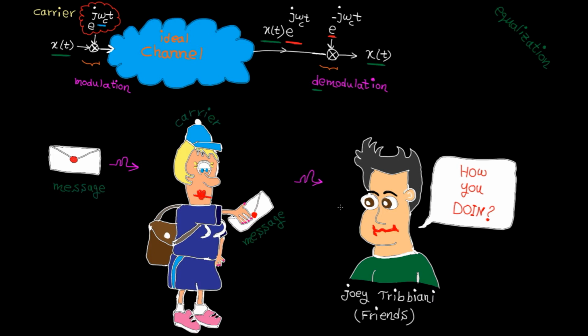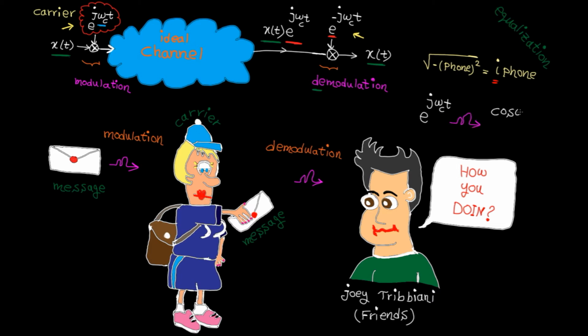So we need to extract the message from its carrier. The act of putting information on the carrier is called modulation, and the act of removing information from the carrier is called demodulation. One of the problems here is the fact that we are working with complex functions in both sides. In practical applications, we don't like complex numbers. That's why the complex function is usually replaced by cosine or sine function. Let's see how it works.